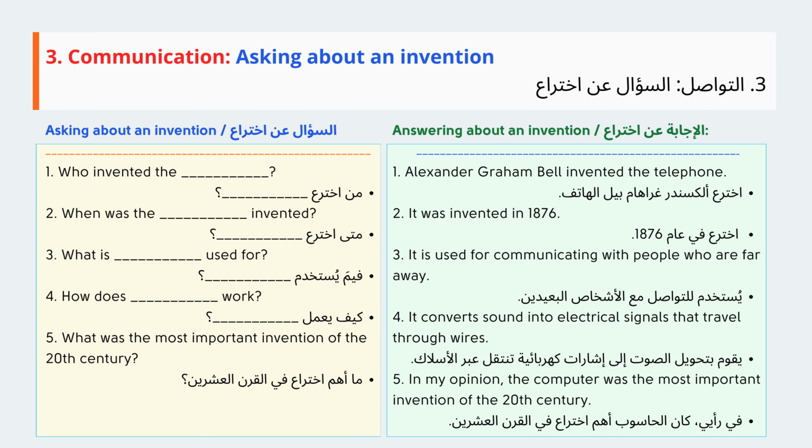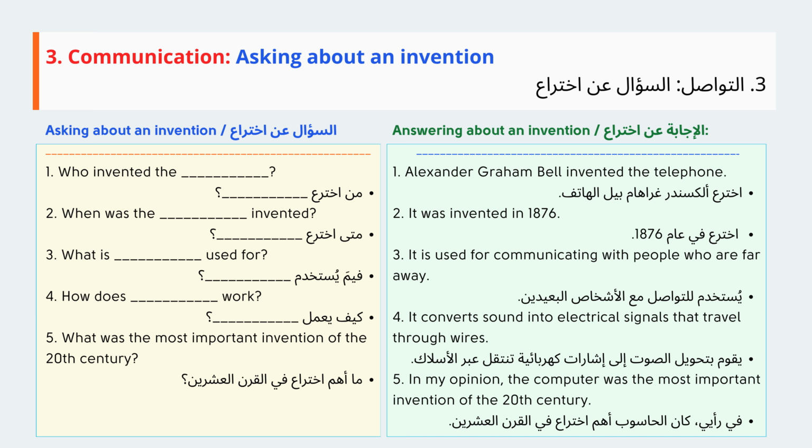Finally, we reach the communication section of our lesson. Today, we will learn how to ask and answer questions about an invention. Here are 5 ways to ask about an invention. 1. Who invented the, and you name the invention. 2. When was the invention invented? 3. What is it used for? 4. How does it work? 5. What was the most important invention of the 20th century?